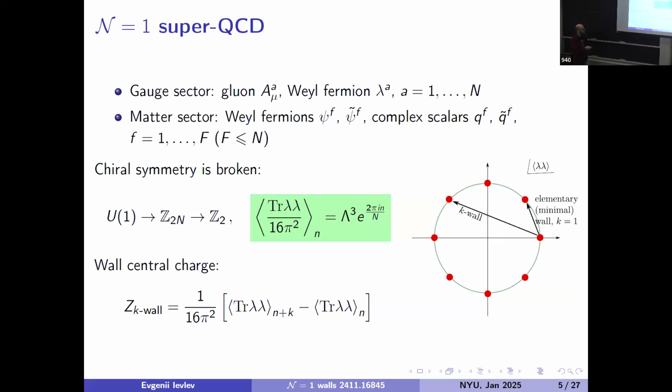So you see there is a discrete number of vacua. I will be focusing today on the gauge group SU(N). If your gauge group is SU(N), then you have precisely N vacua, which can be represented by points on a circle in this lambda plane. And these vacua are exactly degenerate. Supersymmetry protects their degeneracy. Therefore, you may consider domain walls interpolating between these different vacua.